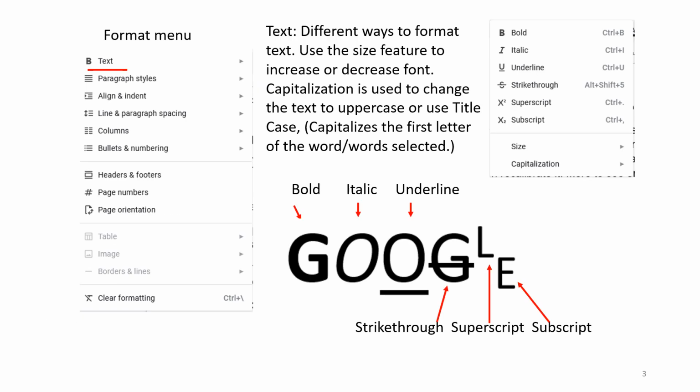Format Menu, Text: different ways to format text. Use the size feature to increase or decrease font. Capitalization is used to change the text to uppercase, or use title case, which capitalizes the first letter of the word or words selected. Bold, italic, underline, strikethrough, superscript, subscript.